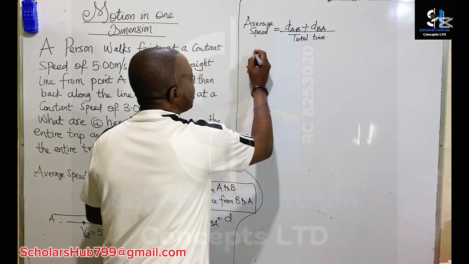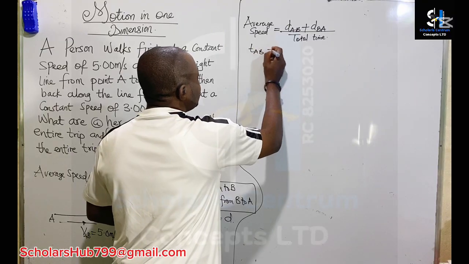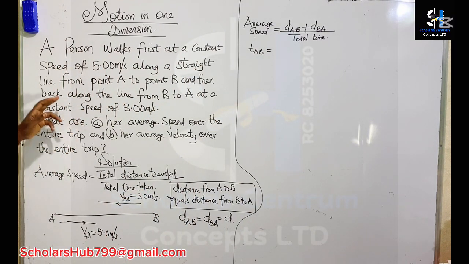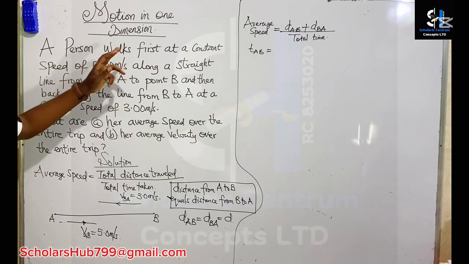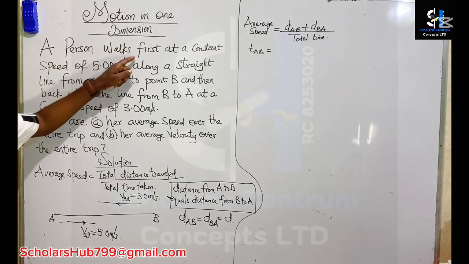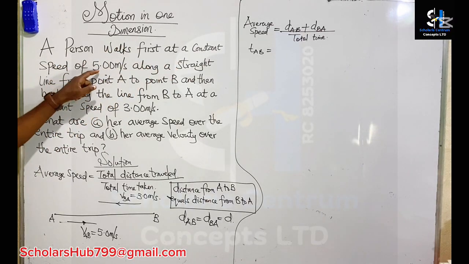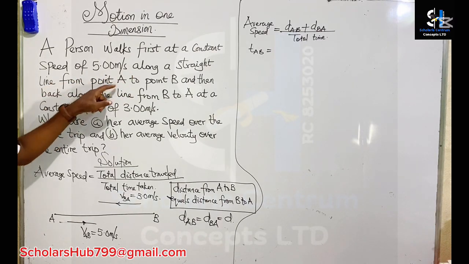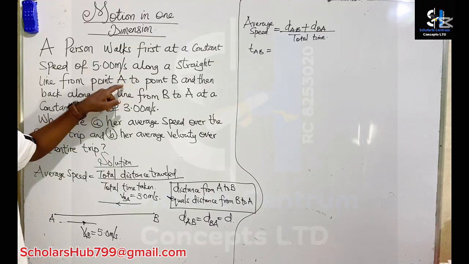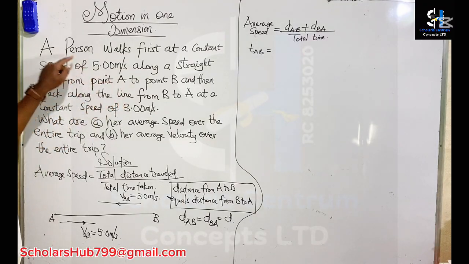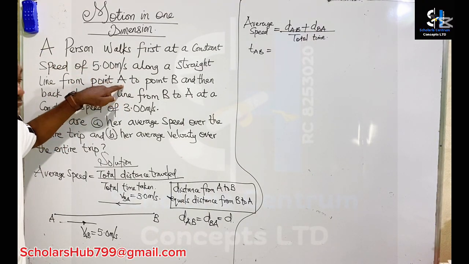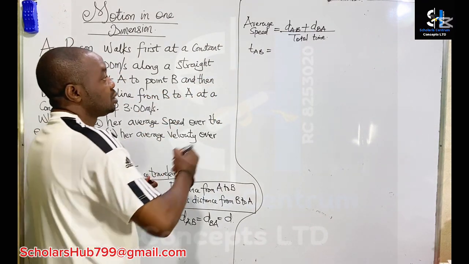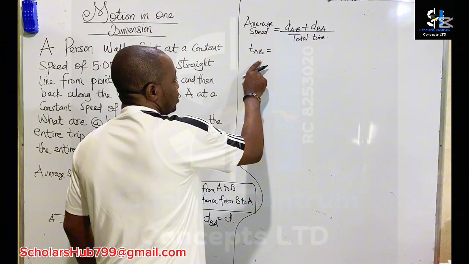Now this is very important. Now what is TAB? Because we are given in the question that a person walks first at a constant speed of 5.0 meters per second along a straight line from a point A to point B. So the time for which she walks from A to B will be TAB.